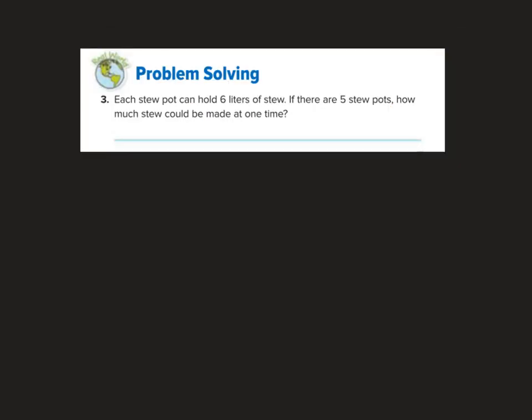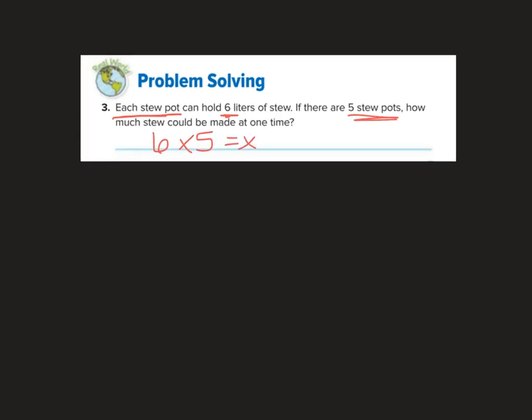Each stew pot can hold 6 liters of stew. If there are 5 stew pots, how much stew could be made at once? Okay, so I'm noticing this is a multiplication. I have 6 liters in each stew pot, and I have 5 stew pots. So I need to do 6 times 5 equals X. We'll just keep up our little equation doing thing. That's our unknown. I'm going to do 6 times 5 is 30 liters is equal to X. So there are 30 liters of stew that can be made at one time.